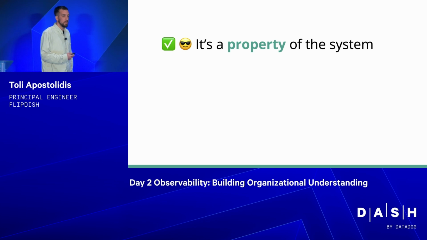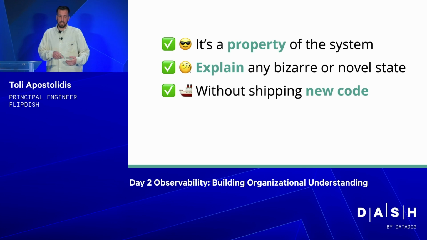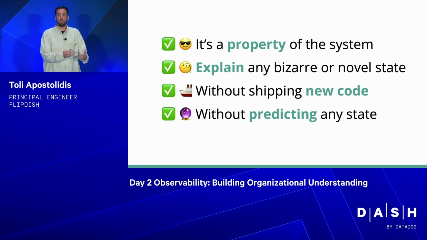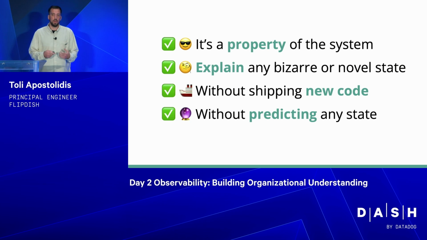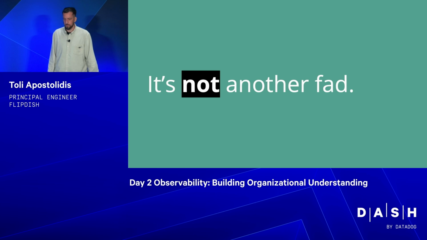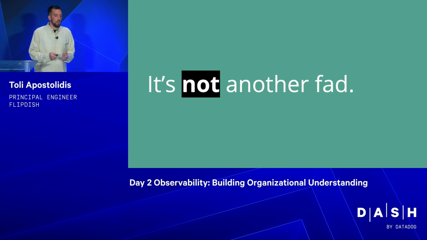And if we break it down, observability is not a verb. It's not something that you can do. It's a property or characteristic of the system. You can explain any bizarre or novel state, but critically, without shipping new code, and without predicting any state. So you don't need to, like we do with testing, predict what might happen. You do it in a way that is more systematic and methodical, and you can answer any questions on the other side.